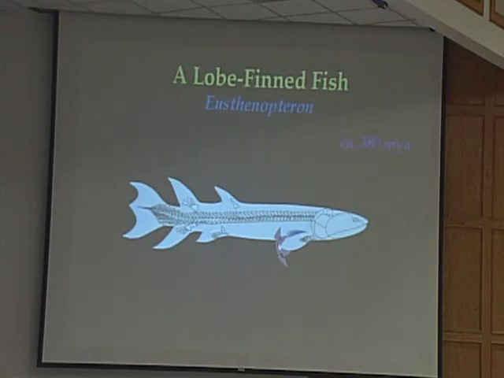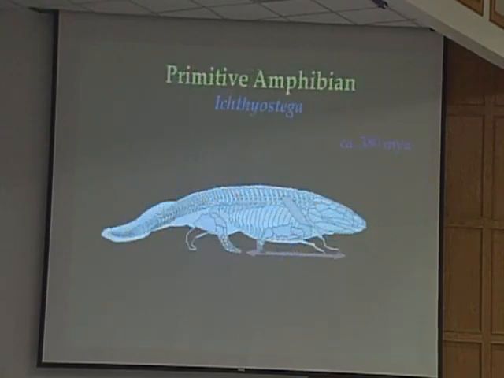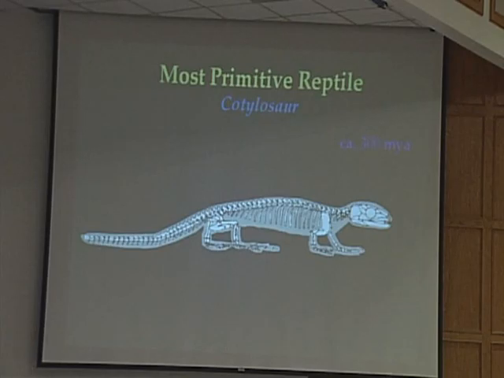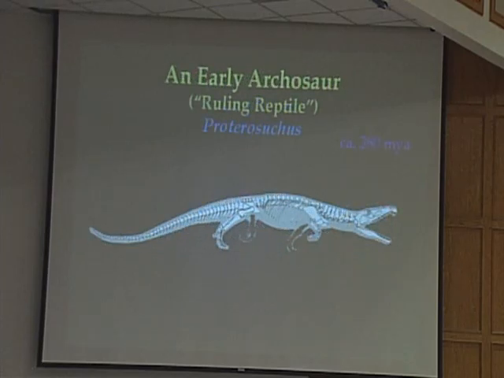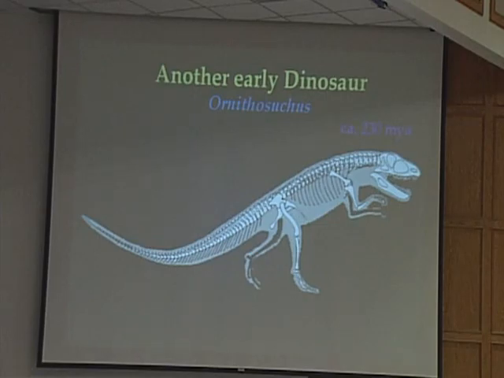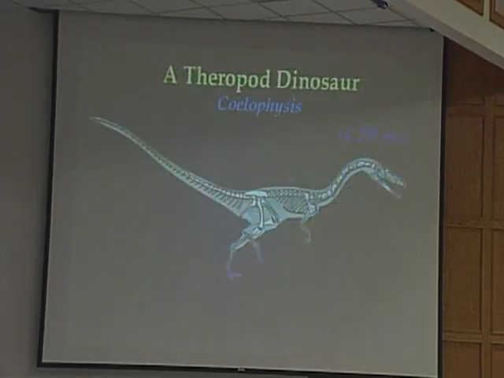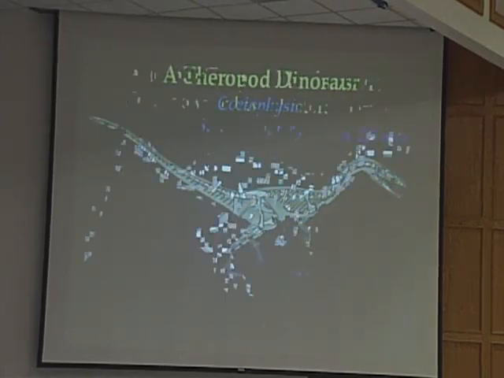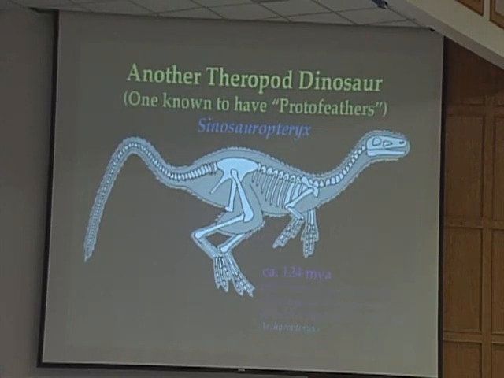A lobe-finned fish. You can see the dates there. A primitive amphibian like Ichthyostega. Again, that was macroevolution right there. Then we finally get to a primitive reptile called a cotylosaur, the first reptiles, an early archosaur, Proterosuchus, on to a thecodont called Euparkeria, and then a clearly bipedal organism, an early dinosaur, a theropod dinosaur, another theropod dinosaur, one that is known to have feather-like structures on its body.